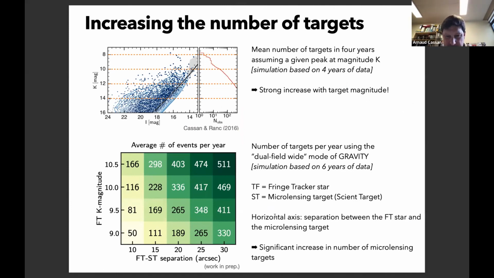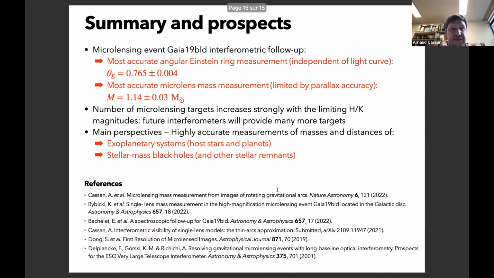So for example, and I will conclude, here we have made some simulation. If you accept the microlensing event to be a bit fainter, but you have a star which is close by, at a few arc seconds, and is brighter, which corresponds to the dual field wide mode of GRAVITY, this new mode, then you don't have only a few events per year, but many events per year, which give a wealth of events where we can choose very interesting events, planetary systems or black holes, for example. So this is my summary.